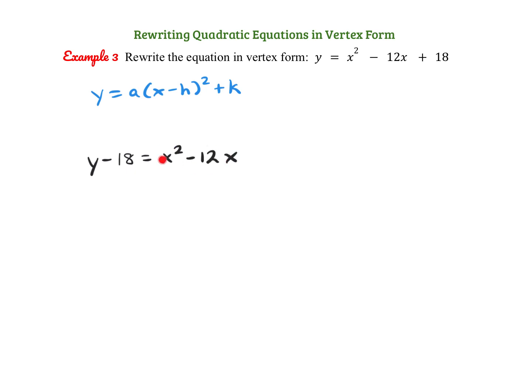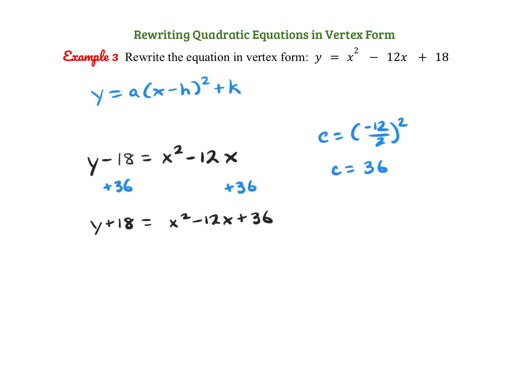And now I need to find the number that actually completes this square. So remember, you take your B value, divide it by 2, and square it. So our C value is 36, which I'm going to add to both sides. So we got y plus 18 equals x squared minus 12x plus 36. And now we can factor this trinomial, which gives us this portion of our vertex form. So we have x minus 6 squared.